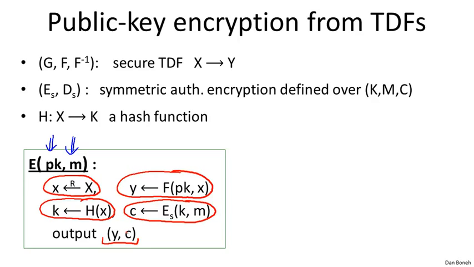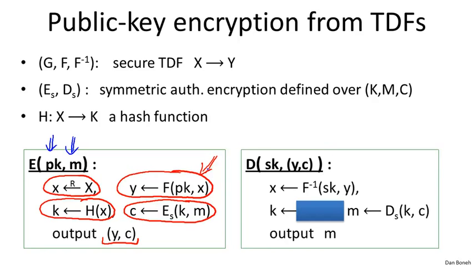And I want to emphasize again that the trapdoor function is only applied to this random value X, whereas the message itself is encrypted using a symmetric key system using a key that was derived from the value X that we chose at random. So now that we understand encryption, let's see how to decrypt.